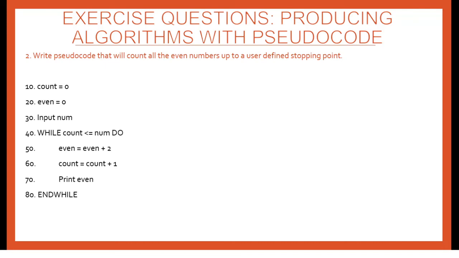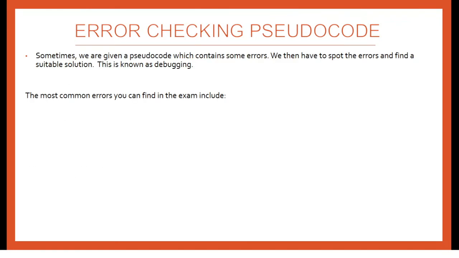Error checking pseudocode. Sometimes we are given a pseudocode which contains some errors. We then have to spot the errors and find a suitable solution. This is known as debugging.